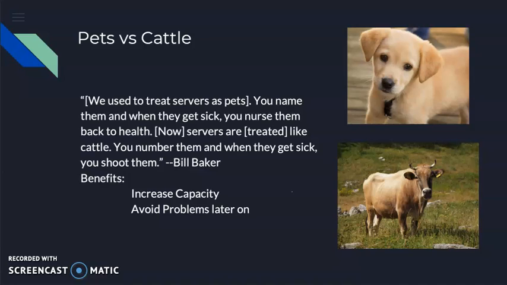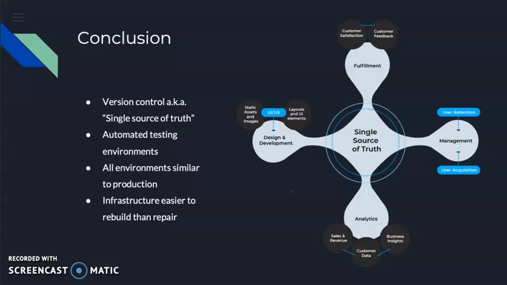By having consistent environment creation systems, we are able to easily increase capacity by adding more servers into rotation. We also avoid the problems that arise when we must restore service after the failure of infrastructure that is created through years of undocumented and manual production changes. In order to create our deployment pipeline, we need to keep these practices in mind: version control, automated testing environments, all environments similar to production, and making it easier to rebuild infrastructure than repair it.